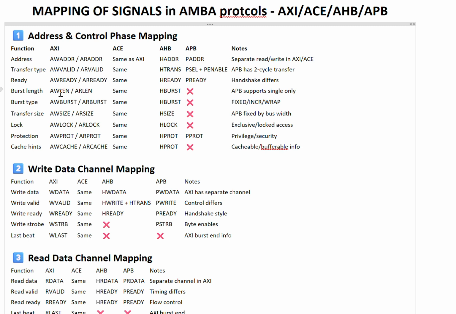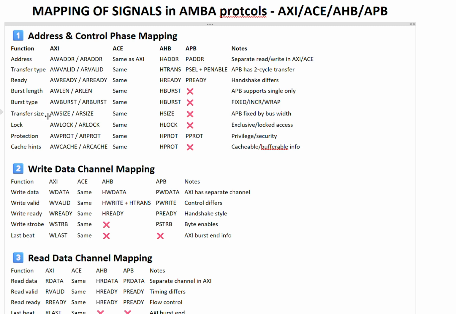Next, coming to the burst length, we have AWLEN and ARLEN. In case of AHB, the length information is present within the HBURST signal itself. APB only supports single transfers, so we do not have any burst transfers in the APB protocol. Next, coming to the burst type, we have AWBURST and ARBURST. In case of AHB, we have HBURST. There is no such signal in APB.